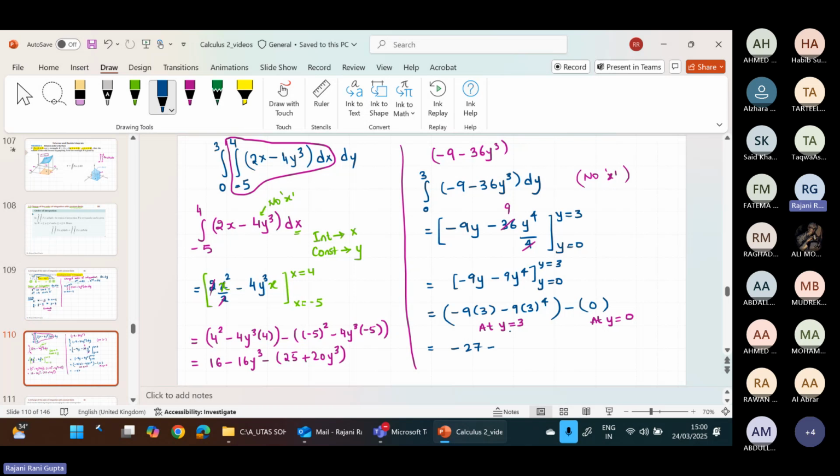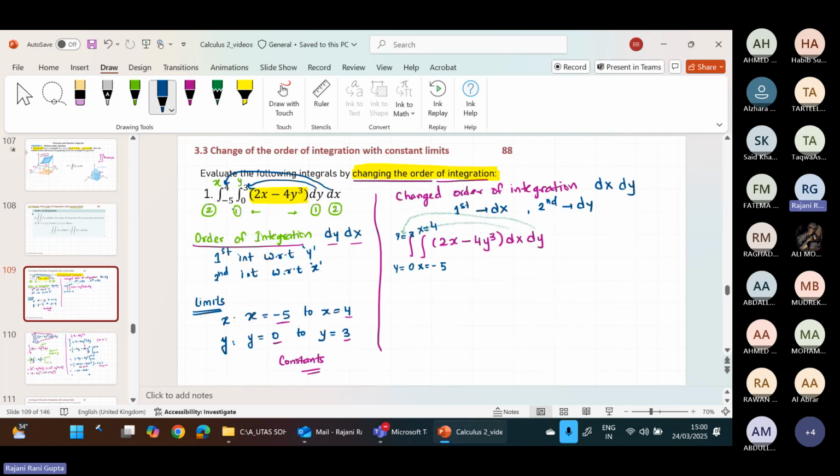Minus 27 and then minus 9 times 81. Okay, and simplify, you will get your final answer. Okay, is this clear? So basically what you have to do is, you have your question like dy dx. When it's a constant limit, simply change the limits dx dy and change the value of this integral.